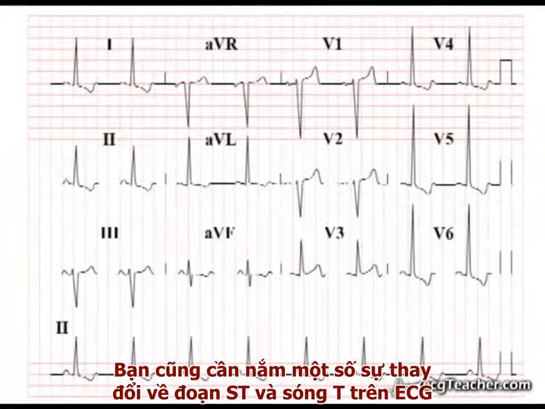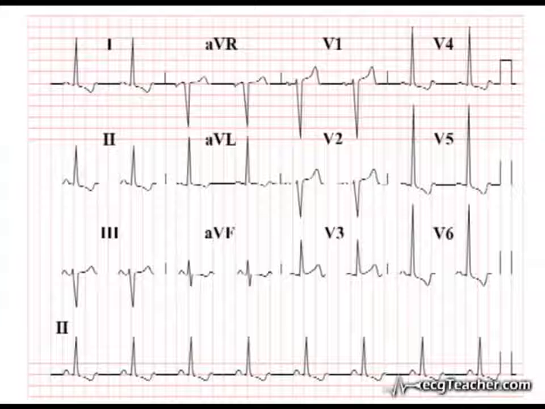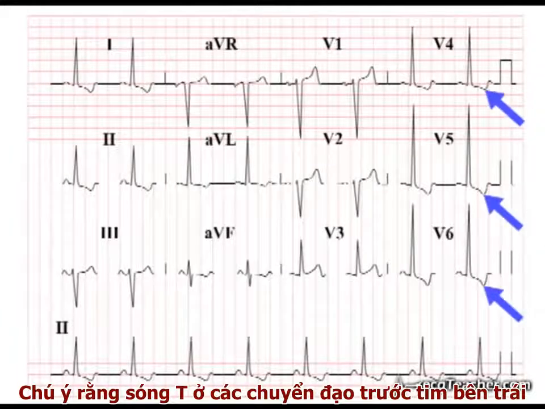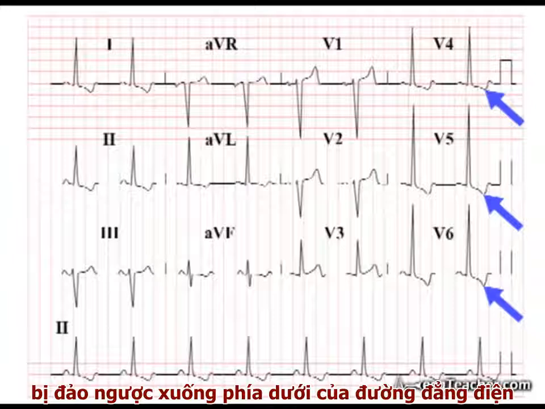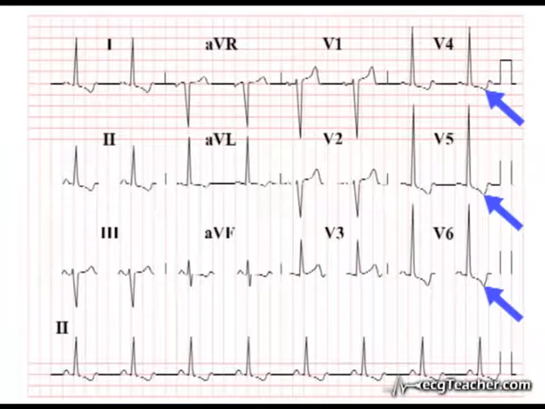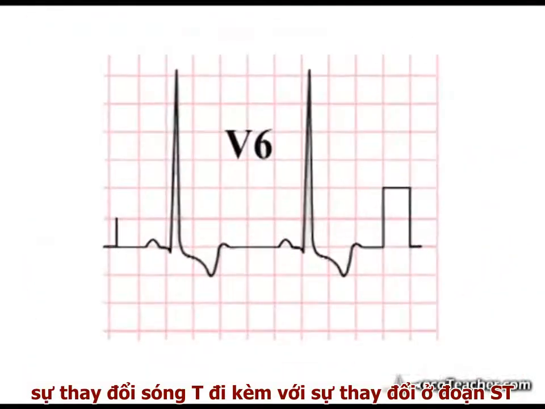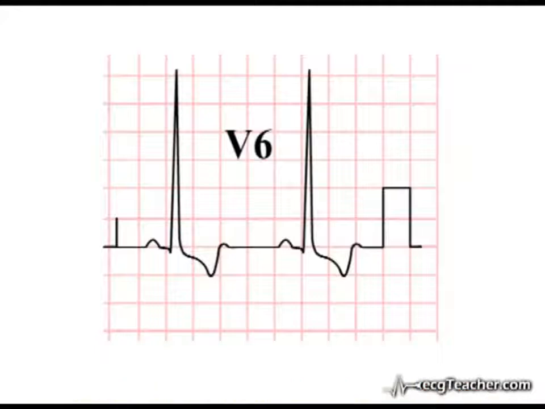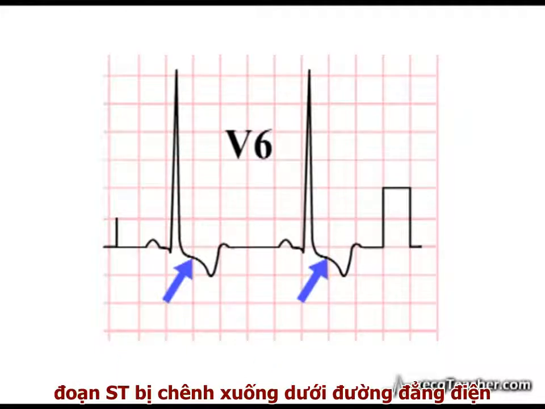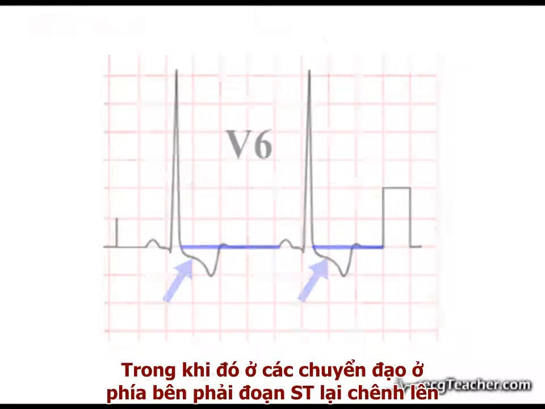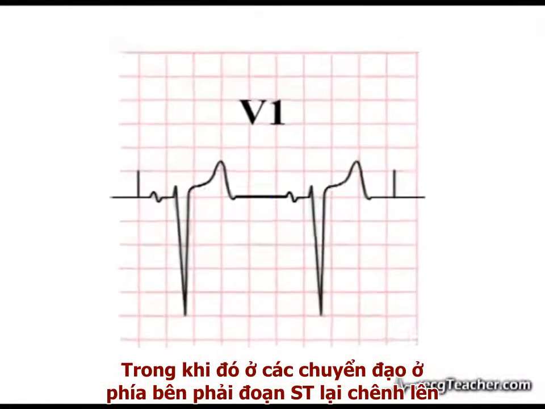the voltage criteria, you may also have picked out the striking changes in the ST segments and T waves present on this ECG. Notice how the T waves in the left-sided chest leads are inverted below the isoelectric line. Also, if you look closely, you can see that these T wave changes are accompanied by alterations to the ST segments. In the left-sided chest leads, illustrated here in V6, you can see that the ST segment is depressed below the isoelectric line, while in the right-sided chest leads, the ST segment is elevated.